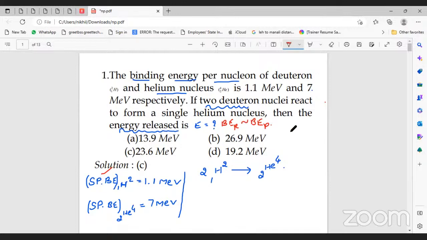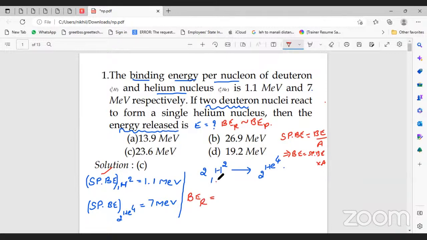You know the formula for the specific binding energy, isn't it? Specific binding energy is equal to binding energy divided by mass number. So this implies clearly binding energy is equal to specific binding energy into mass number. Correct, no?